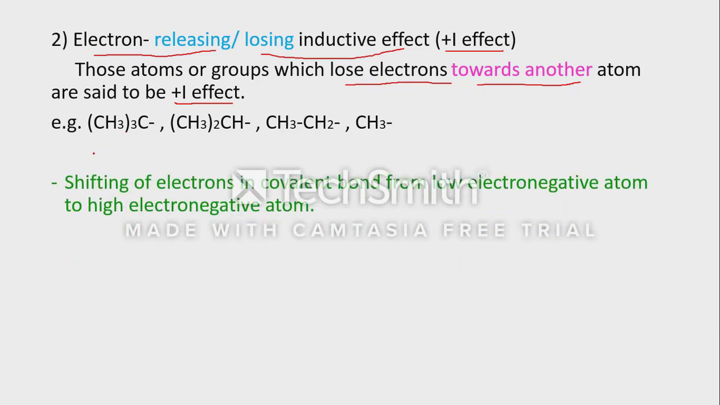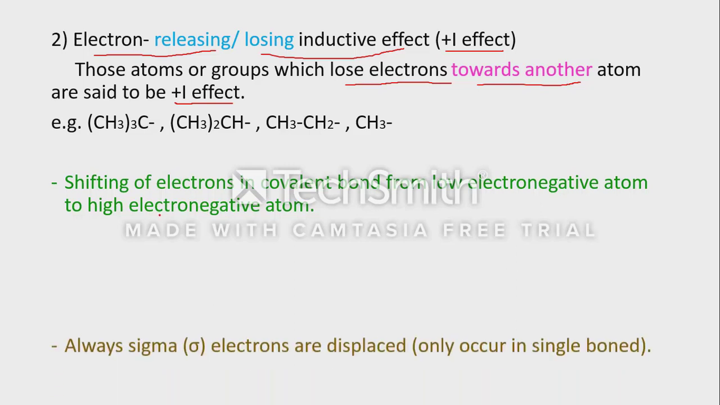Then some points should be revised. The first: what is the inductive effect? The inductive effect is the shifting of electrons in a covalent bond from a low electronegative atom to a high electronegative atom. This is what is meant by the inductive effect.